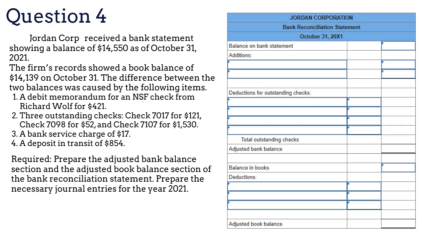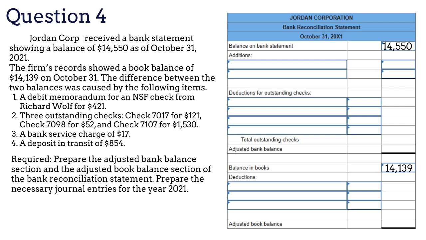Let's start with the bank balance. It is $14,550. We'll write that into our bank reconciliation form. Next, we'll write the book balance of $14,139 into our bank reconciliation form. And now, we are ready to examine the items that cause the difference between our bank balance and our book balance. The second item is for 3 outstanding checks.